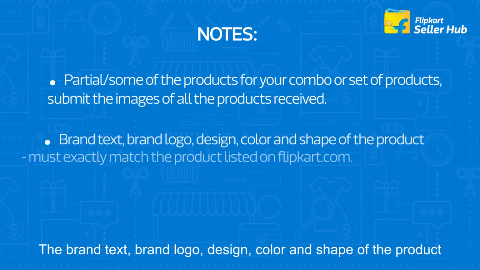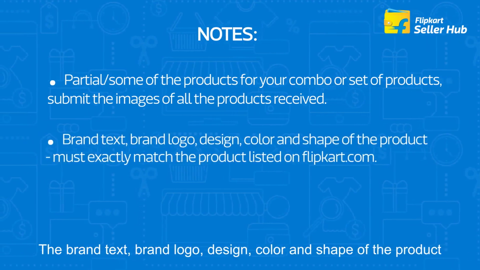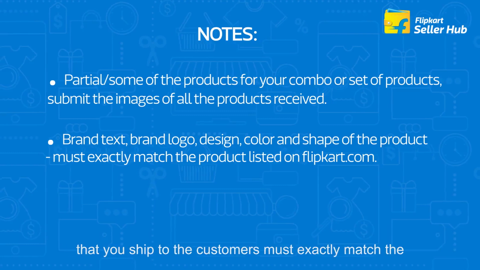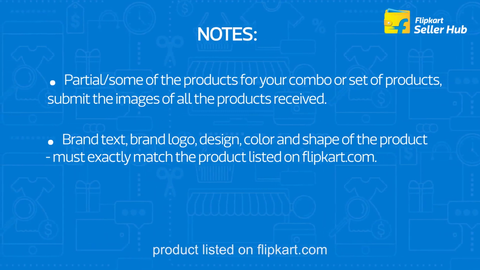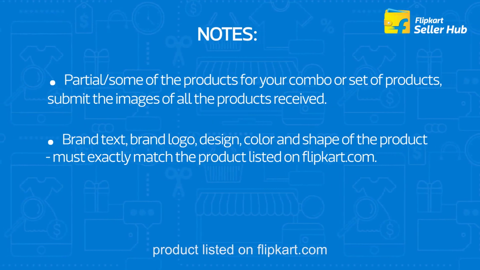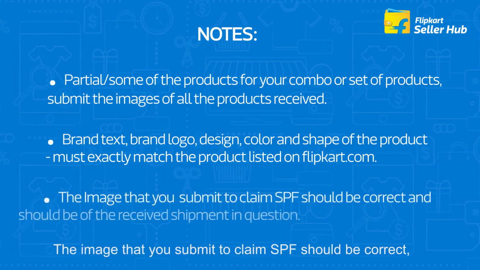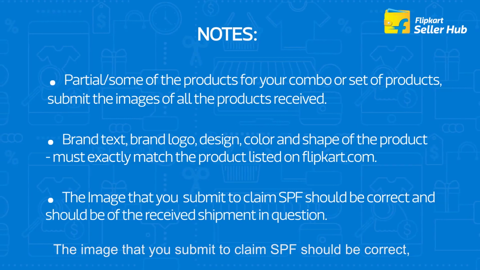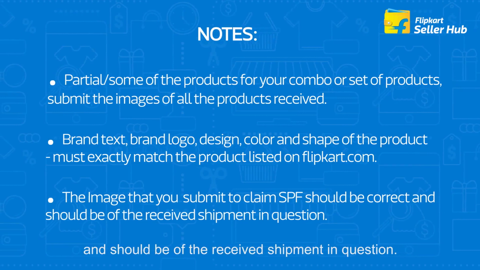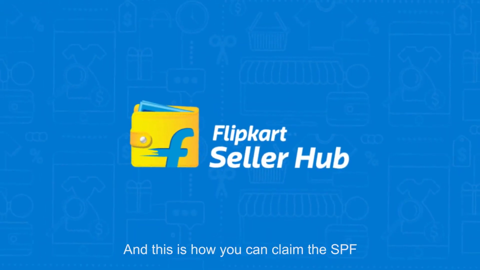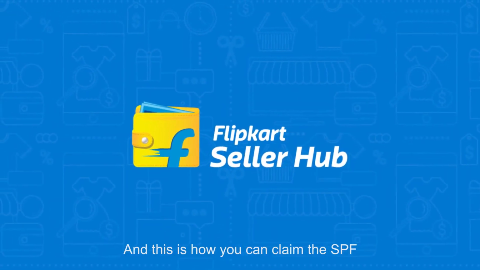The brand text, brand logo, design, color, and shape of the product that you ship to customers must exactly match the product listed on Flipkart.com. The image that you submit to claim SPF should be correct and should be of the received shipment in question. And this is how you can claim the SPF.